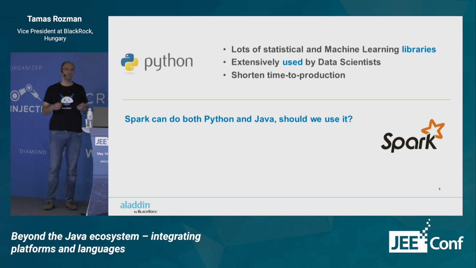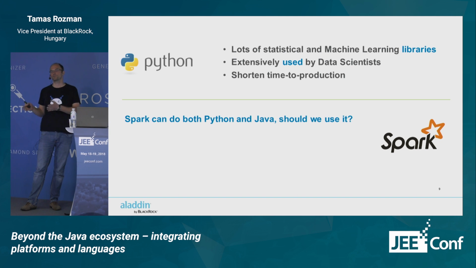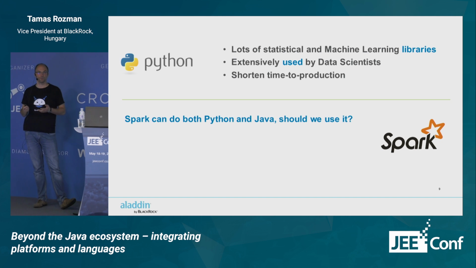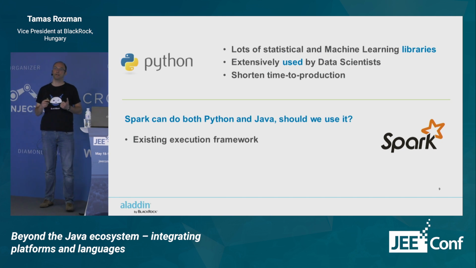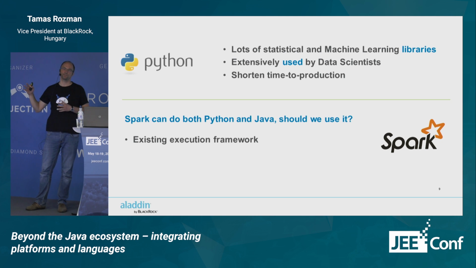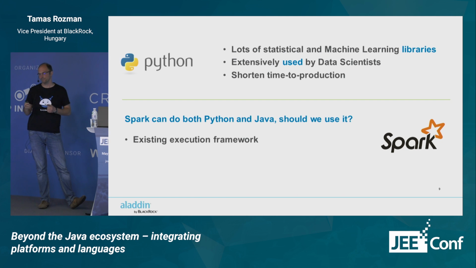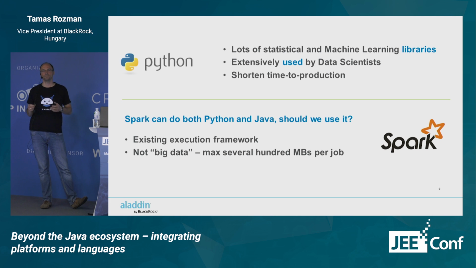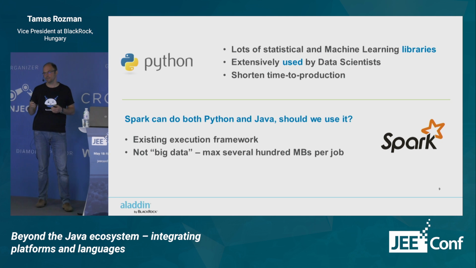The next thing is that practically all of the Java developers know Spark now, and Spark can do both Java and Python, and it can also do Scala. So why do we just not use Spark for this purpose? And the answer is we already have an existing execution framework, as I mentioned, and it is based on a hierarchical tree of calculations. Spark is not really about hierarchy, it's about handling a vast amount of similarly structured data. Also, our data is not really big data, as Spark is basically for big data. We have a maximum of several hundred megabytes per job. So our thing is not really big data, so Spark is not the ideal candidate for this.